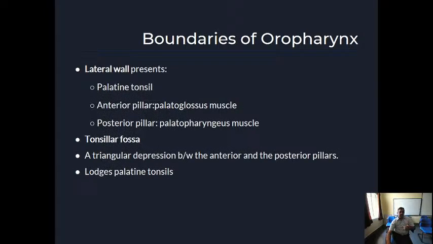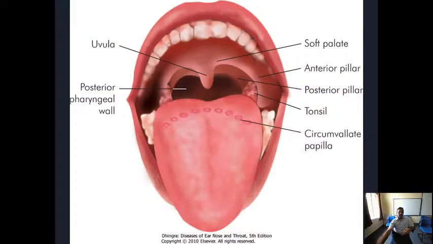The boundaries of the oropharynx, as you have seen: the lateral walls, the palatoglossus muscle, and the tongue, the circumvallate papillae, the base of the tongue, and posteriorly, of course, the posterior pharyngeal wall. Laterally, the same constrictor muscles which are covering that, and inferiorly, you have an imaginary line drawn at the level of the epiglottis, which separates it from the laryngopharynx. So that is about the oropharynx.